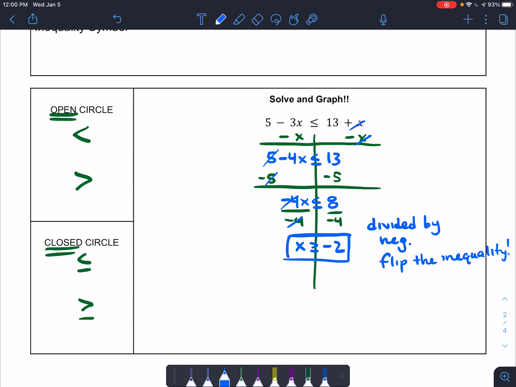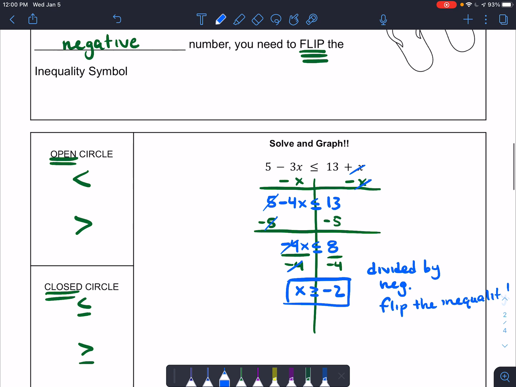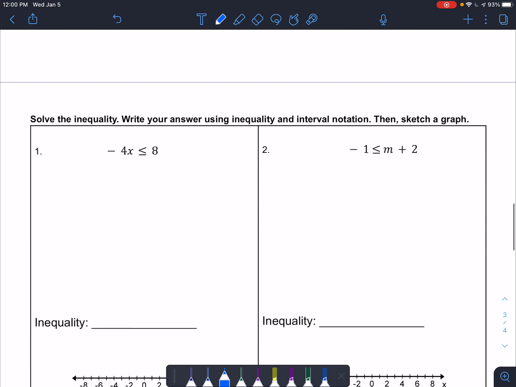Okay? You know what? I'm just going to go back and add this really quick to my notes. Remember, when I say flip the inequality, I mean a less than becomes a greater than, and a greater than becomes a less than, or a greater than or equal to has to flip-flop with a less than or equal to. Okay? So let's just do some problems.